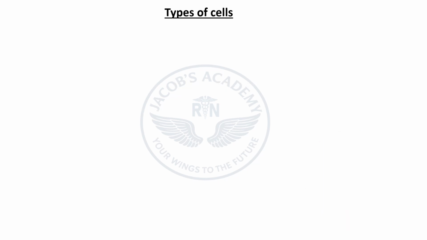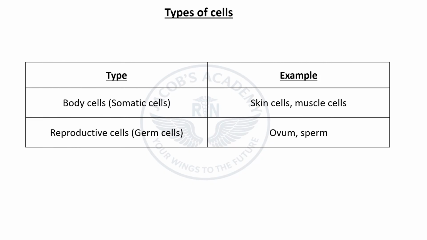Now, let's learn about the types of cells. The human body contains two main types of cells. One is somatic cells and another one is reproductive cells. So, we can see somatic cells first. Somatic cells are also known as body cells, which make up all parts of the body. Example, skin, muscle and nerve cells.